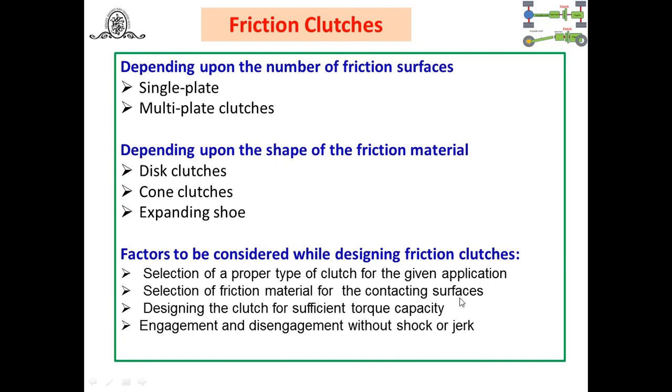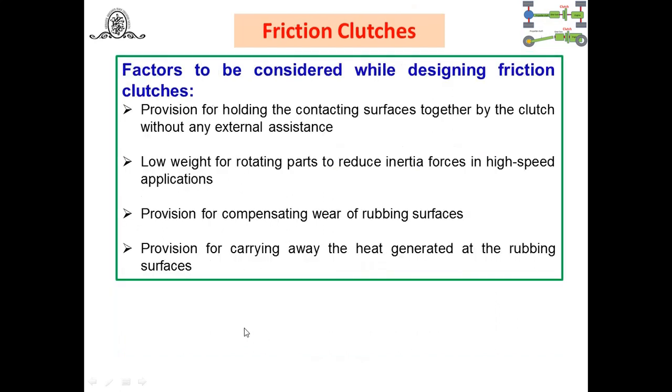Third, based on that we will select the coefficient of friction. Then designing the clutch for sufficient torque capacity. How much is the torque transmission capacity? For that torque transmission capacity, we have to design this. And another one is the engagement and disengagement mechanism, and it should be without shocks and jerks. These are the general factors to be considered while designing friction clutches.